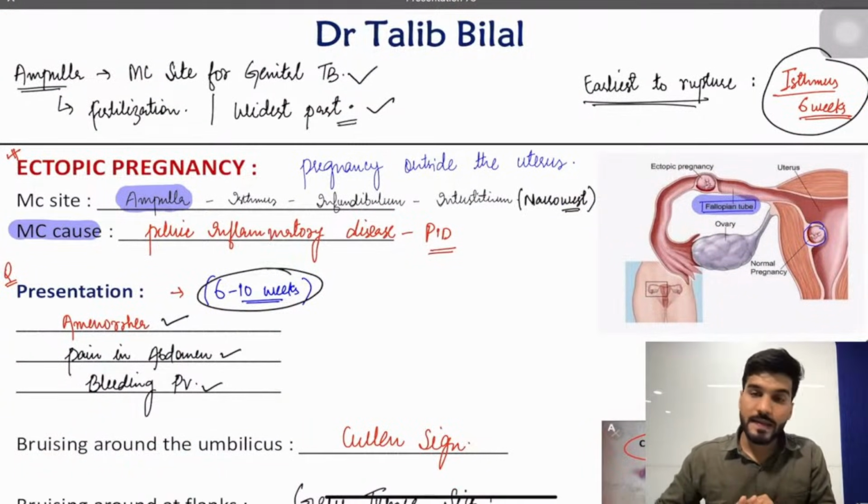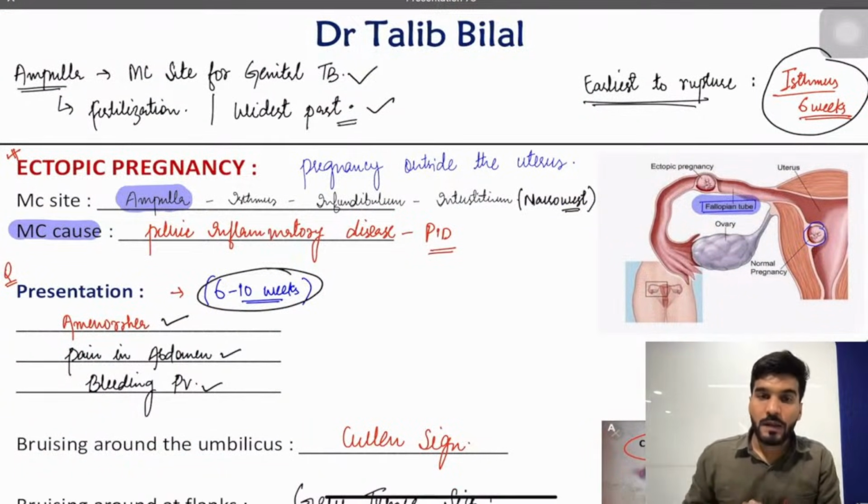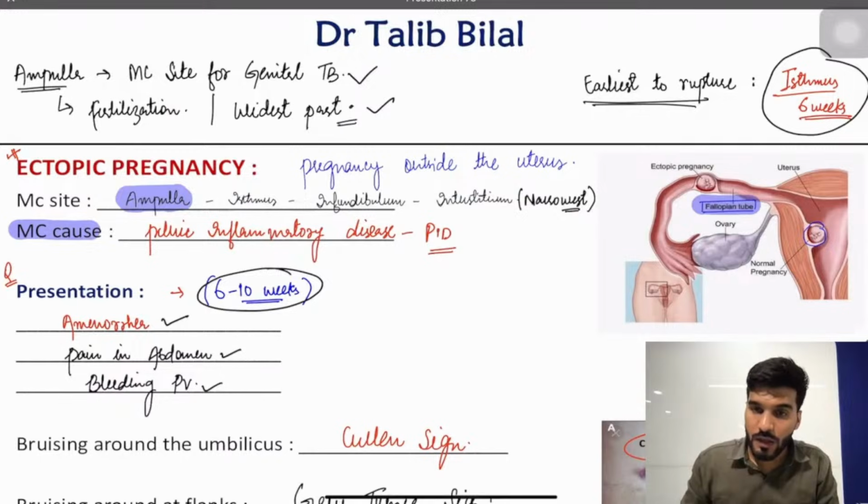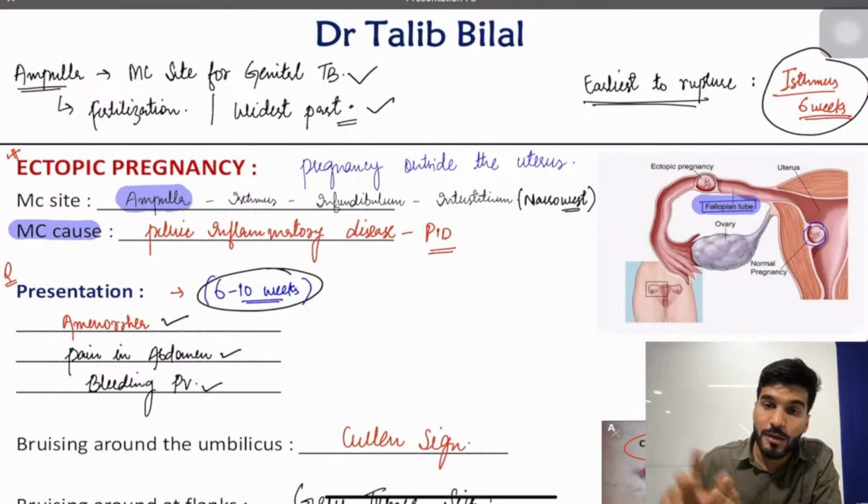What is ectopic pregnancy? It's a pregnancy which is outside the uterus. The most common site is the fallopian tube, and the most common site in the fallopian tube is the ampulla, followed by the isthmus, infundibulum and interstitium. This ectopic pregnancy can be present in the cervix, abdomen and ovaries as well. The most common risk factor is a previous ectopic pregnancy, but the most common cause is going to be pelvic inflammatory disease.